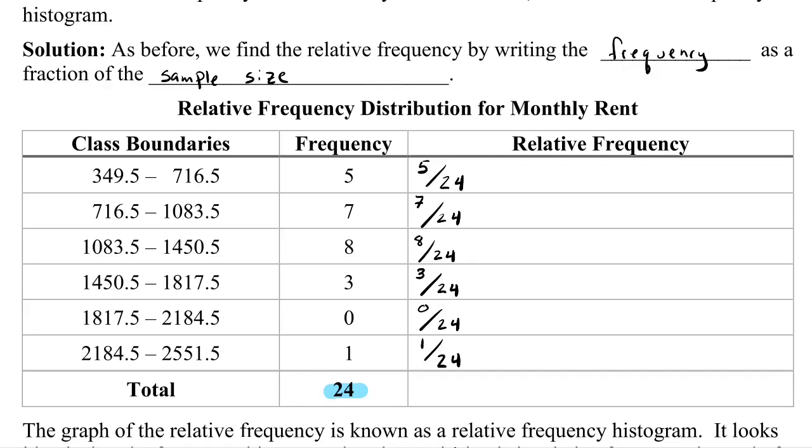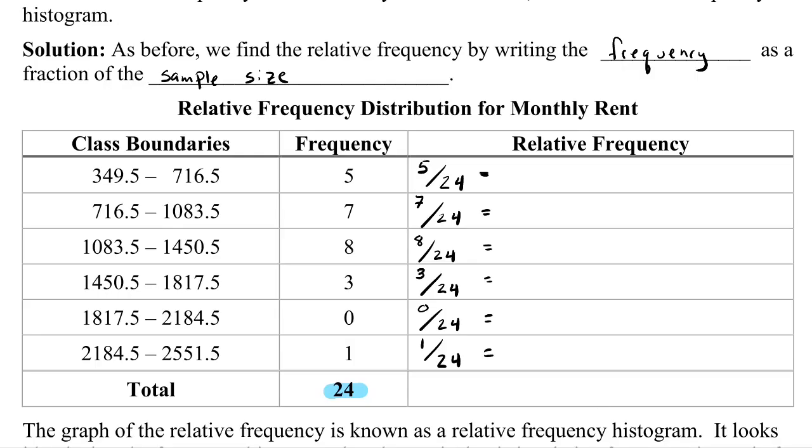And next we're going to convert these to decimals, because typically we want to give our relative frequencies either as decimals or percents. And for this example, I'm going to round my relative frequencies to 2 decimal places, just because that's going to make them easier to draw in the next step.